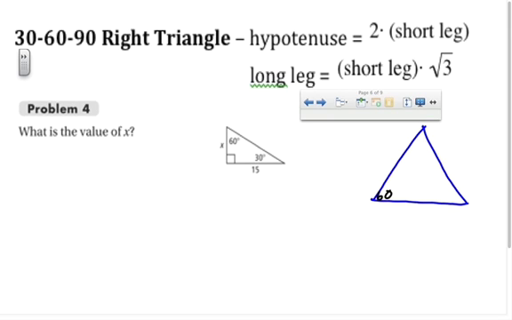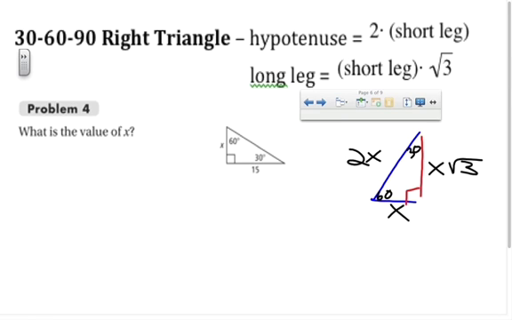So in this equilateral triangle, if I drop an altitude, where of course that's forming a 90-degree angle, now you see our 30, 60, 90 triangle. Where if this is x, the hypotenuse of it is twice as long, and the long leg is x radical 3.